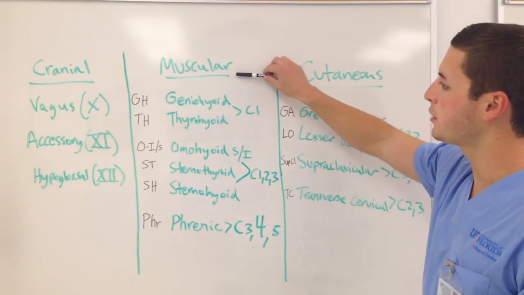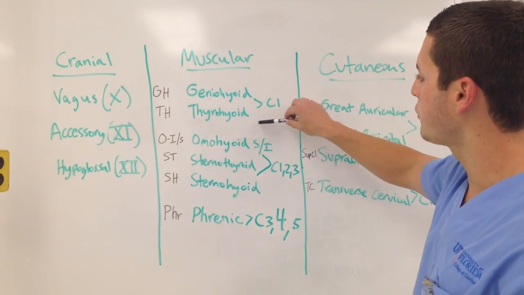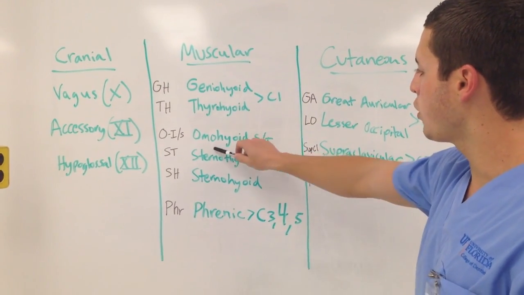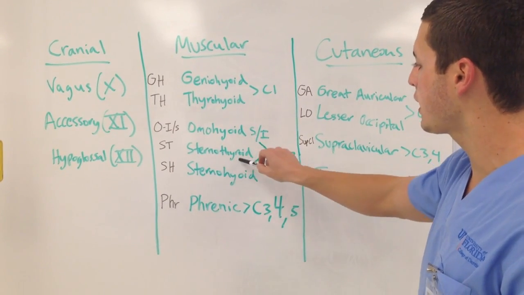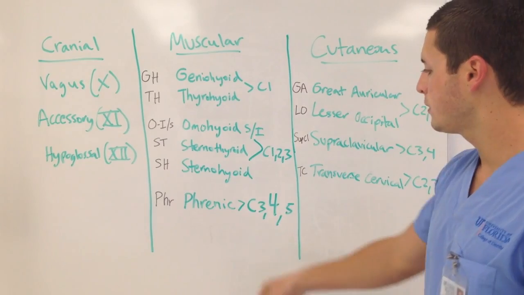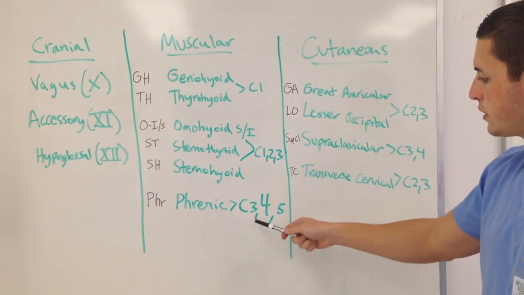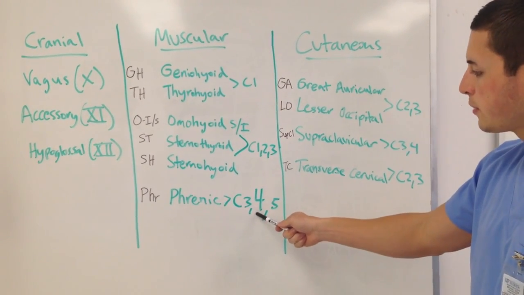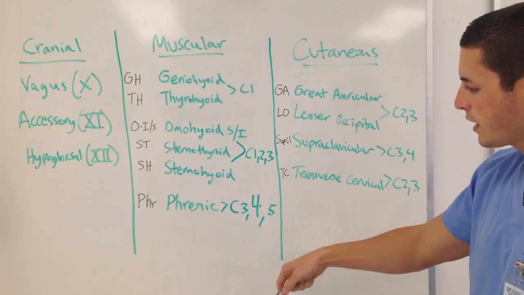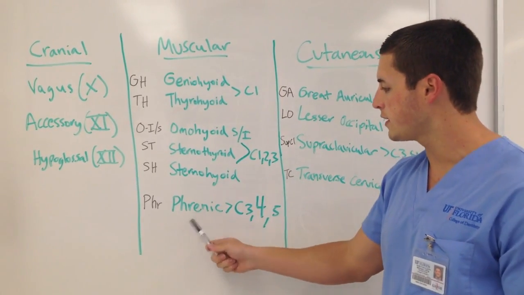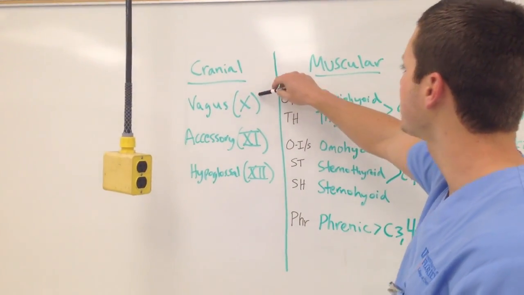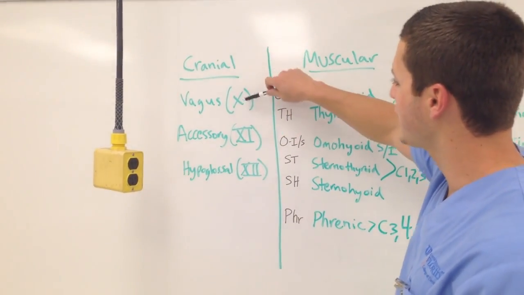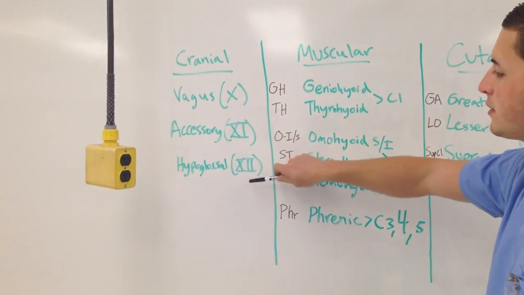Now let's go to our muscular nerves. We have the geniohyoid and thyrohyoid coming from C1. We have our omohyoid superior and inferior coming from C1, 2, and 3, along with sternothyroid and sternohyoid. And we have our phrenic nerve coming from C3, 4, and 5. I wrote the 4 bigger because that's the main contributing factor. And this phrenic nerve innervates the diaphragm and pericardium. Then we have our cranial nerves, vagus number 10, accessory 11, hypoglossal 12.